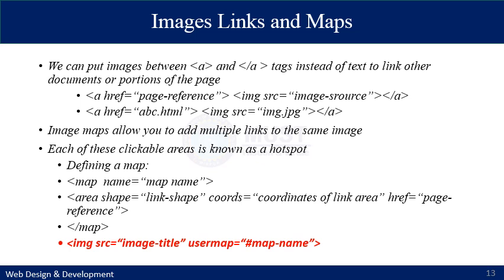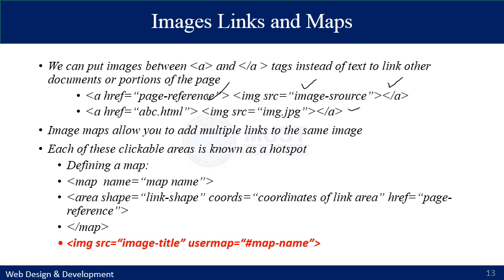Similarly, you can also create image links and maps, and we can put the image between a hyperlink tag, and instead of a text to link another document or a portion of a web page, we can use an image. For example, we can use an image tag in a hyper reference tag. So when we click on the image, we will be directed to this page. This is another example of the same process.